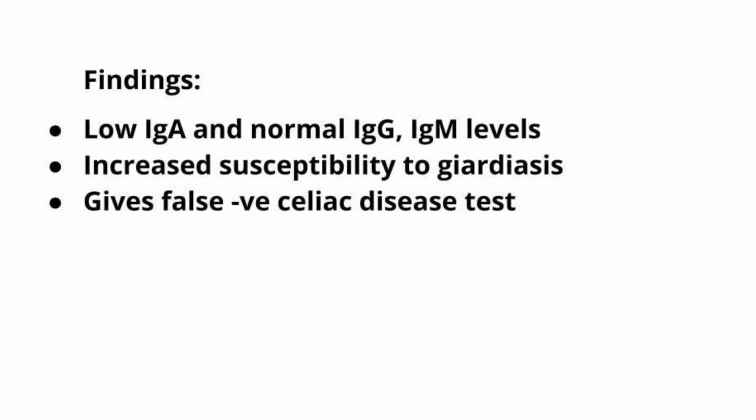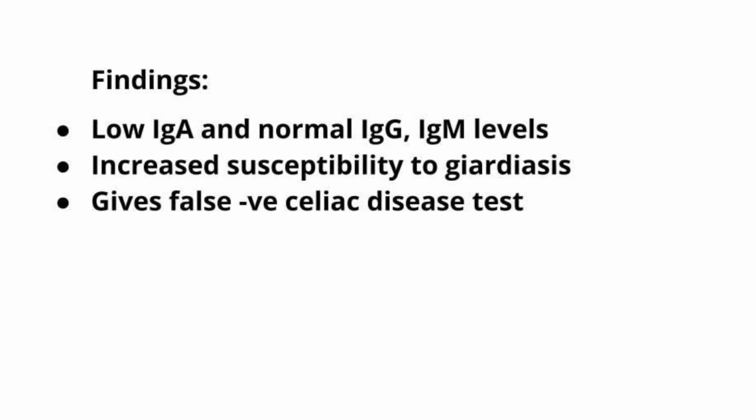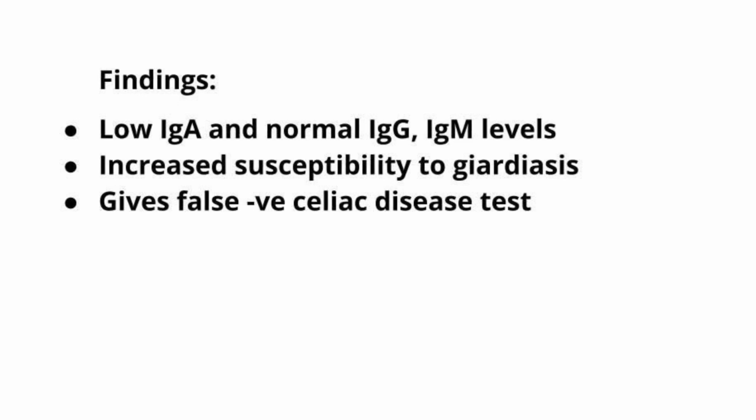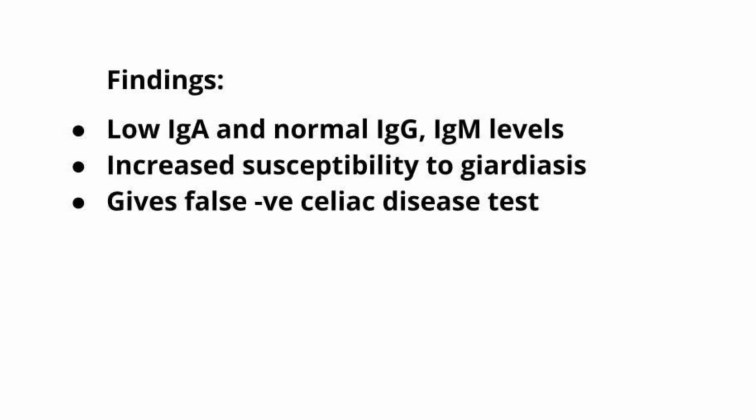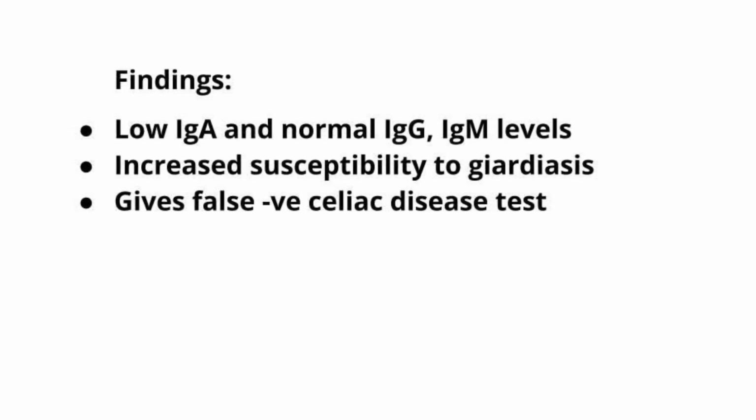The lab findings which we can see in selective IgA deficiency are decreased IgA with normal IgG and IgM levels, and these patients have increased susceptibility to giardiasis. The other most important feature of this IgA deficiency is it can cause false negative celiac disease test.